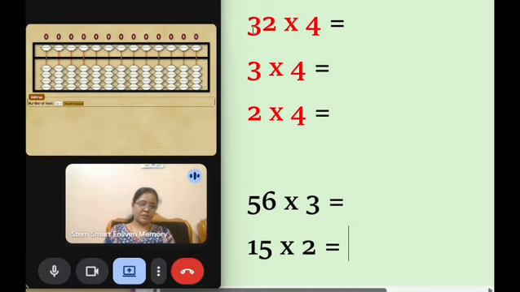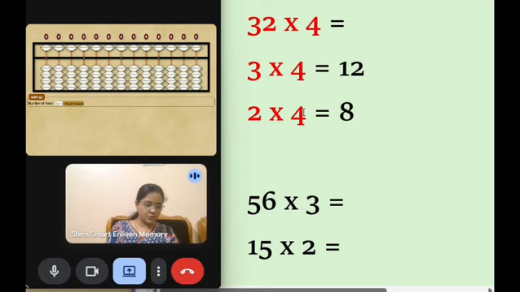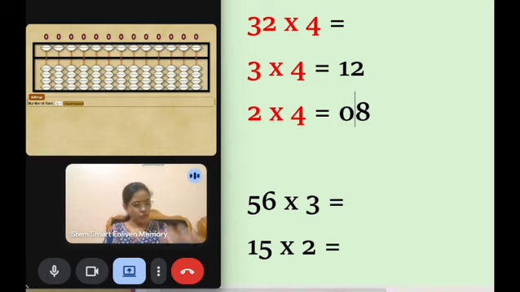First we have to multiply 3 times 4 and then 2 times 4. 3 times 4 equals 12. The rule for doing multiplication is that the number of digits in the question should always be equal to the number of digits in the answer. So for 3 times 4, you have 2 digits in the question and in the answer also we have 2 digits. Look at 2 times 4. 2 times 4 equals 8. But here the number of digits in the question is 2 and the number of digits in the answer is 1. So what do we have to do? Add a 0 before the number.